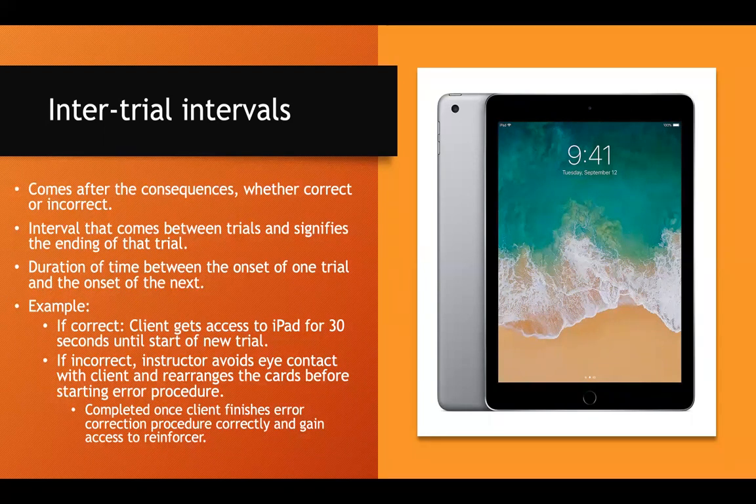So for this specific example, if the client engages in a correct response, the client would get access to the iPad for 30 seconds until the start of a new trial. The next thing we would have to go over is if the client responds incorrectly, the instructor would avoid eye contact with the client and rearrange the cards before starting the error correction procedure. And after that, we would do an error correction procedure and continue doing so until the client responds correctly and can gain access to the reinforcer, which is the iPad, for 30 seconds.